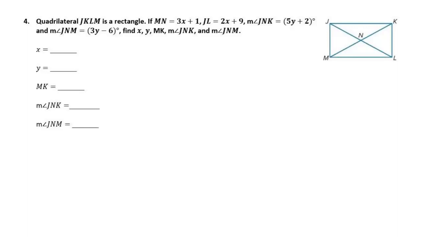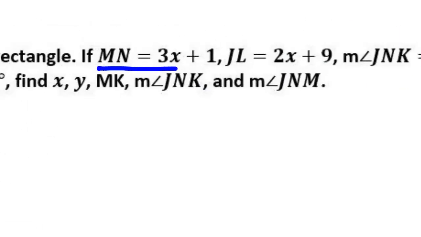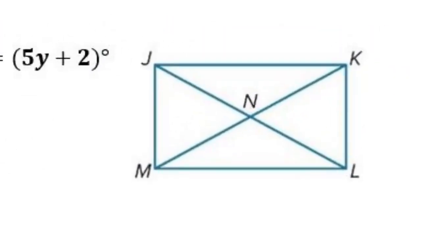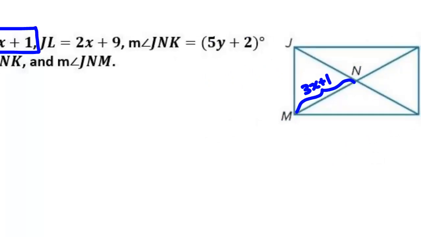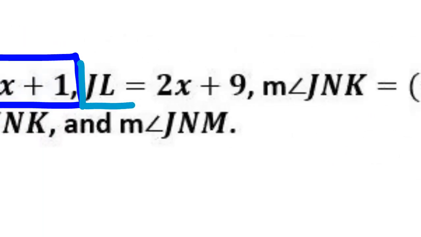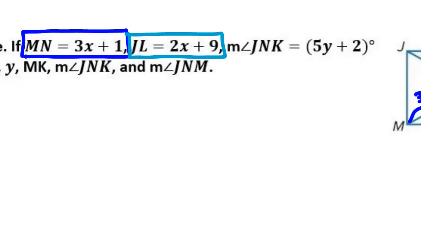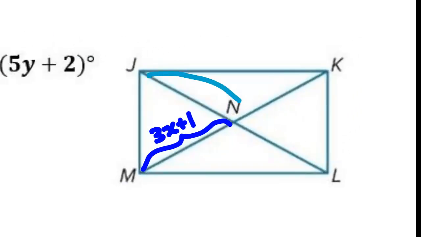All right. So let's see if we can walk through example number 4. It says that quadrilateral JKLM is a rectangle. Then it tells me that MN is equal to 3x plus 1. So this right here is 3x plus 1. JL is 2x plus 9. JL is this other entire diagonal.